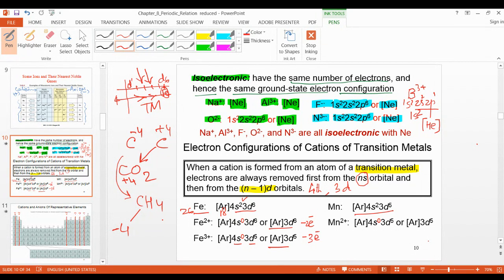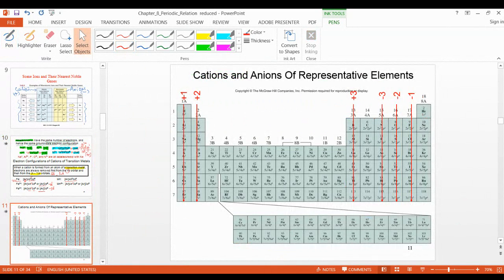Because in CH4, the carbon is -4, and in CO2, carbon is +4. So in this way, you can identify. All right, now, see, up to here the metal is +3. After that, it is -4 and +4, both. This is carbon. So -4, then -3, then -2, then -1, and then 0.